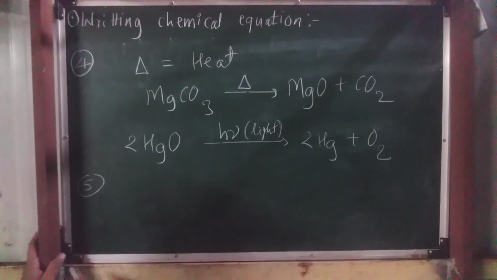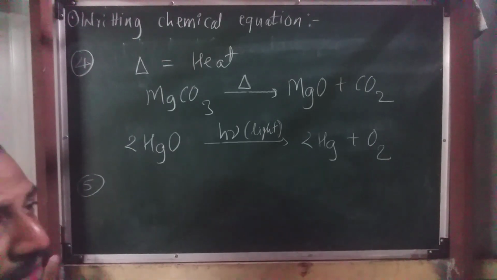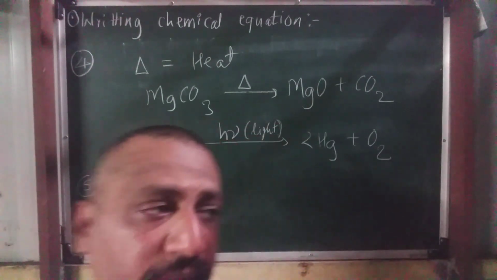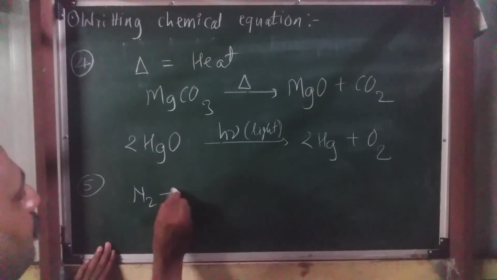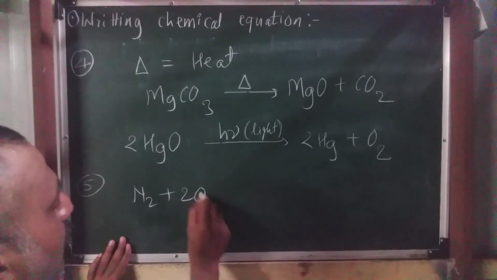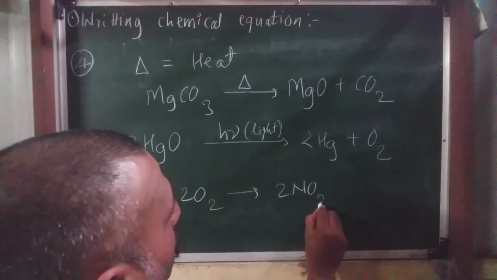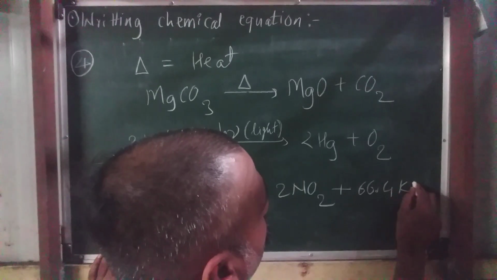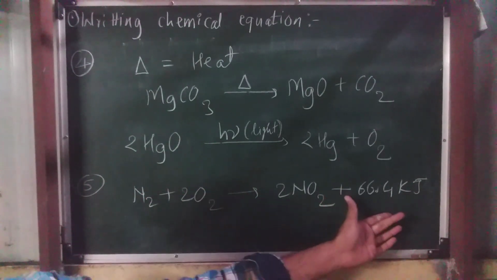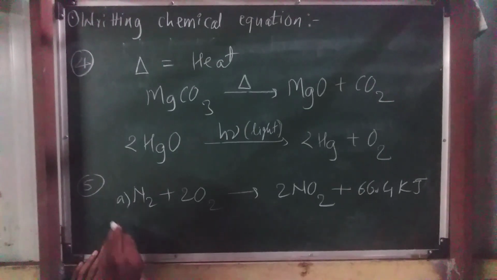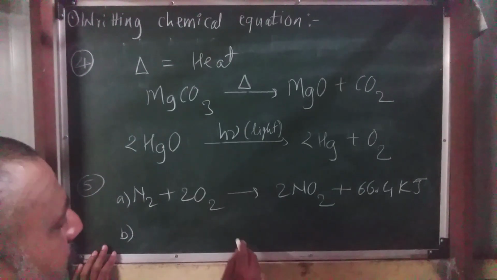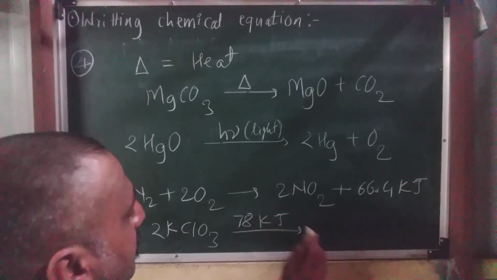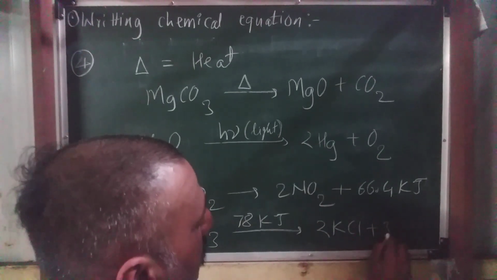Then the fifth one, we can mention the amount of heat. For the 10th class it's not required, but you may mention the amount of heat provided. For example, N2 plus 2O2 gives 2NO2. This is one change, and here 66.4 kilojoule energy is released. So that much specific information also we can give. Here say for example 2KClO3, if we provide 78 kilojoule energy, it results in the formation of 2KCl plus 3O2.